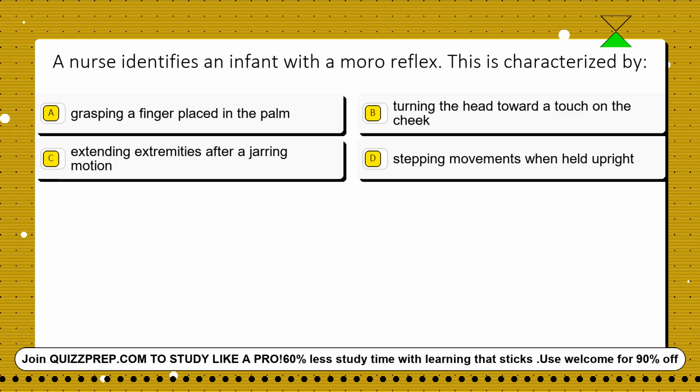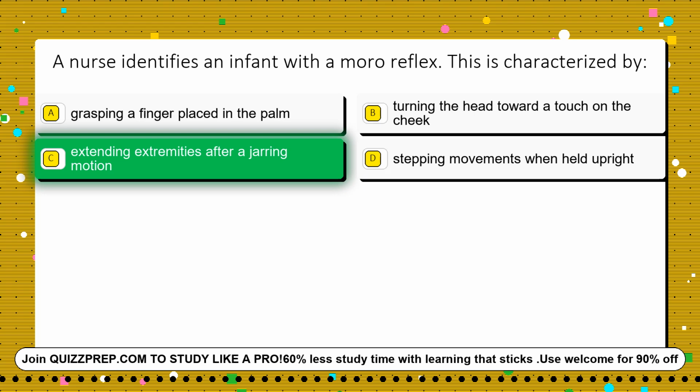Question 46. A nurse identifies an infant with a Moro reflex. This is characterized by option A, grasping a finger placed in the palm. Option B, turning the head toward a touch on the cheek. Option C, extending extremities after a jarring motion. Option D, stepping movements when held upright.